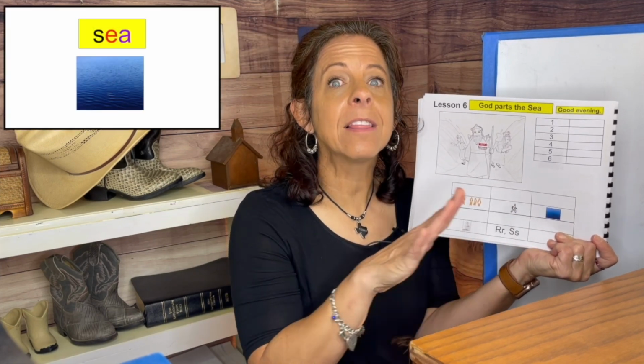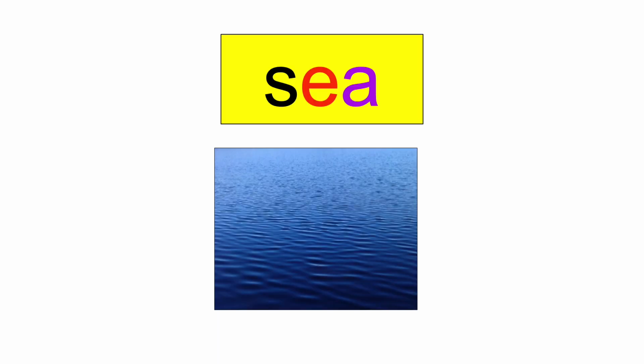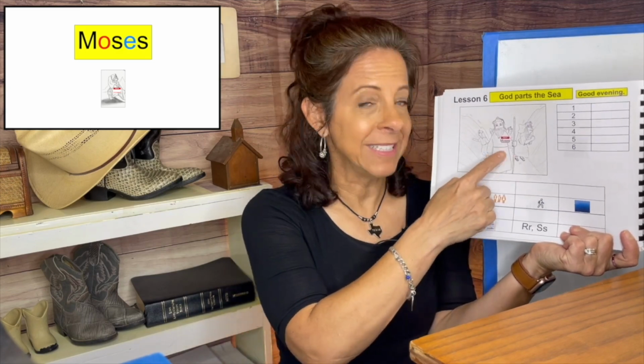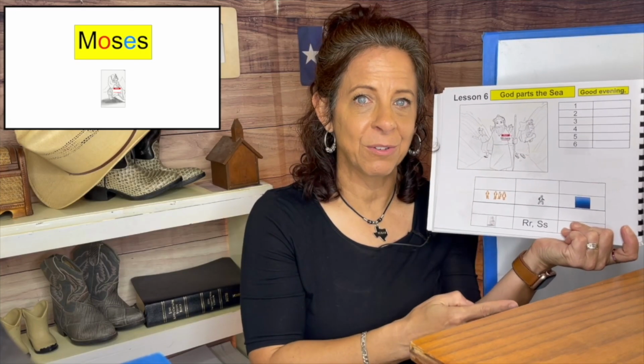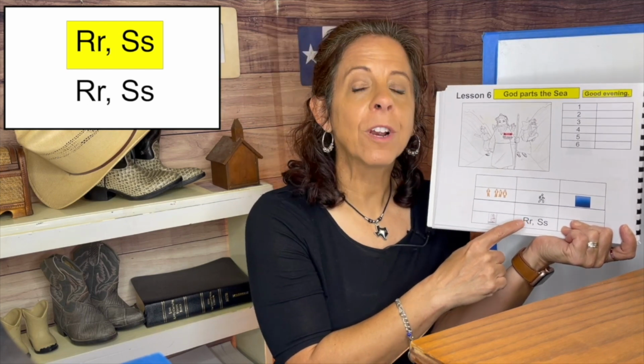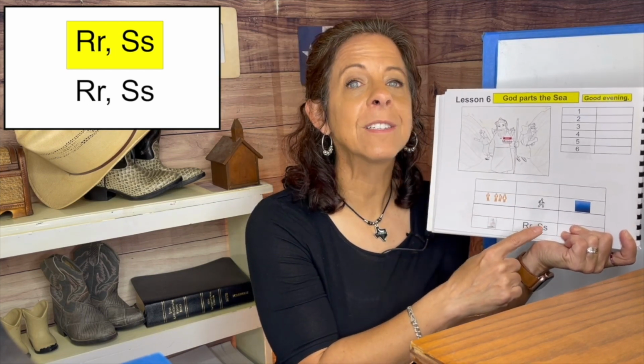Sea. A lot of water in the sea. Seas and oceans, big parts of water on the earth. Moses, again, name Moses, in the story. And today we practice words with R and words with S.